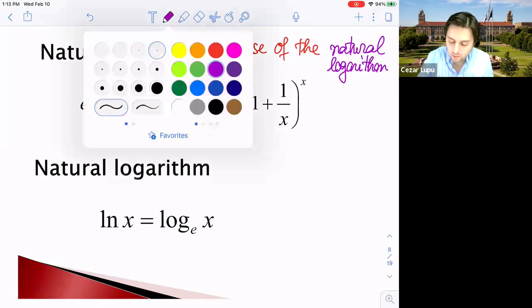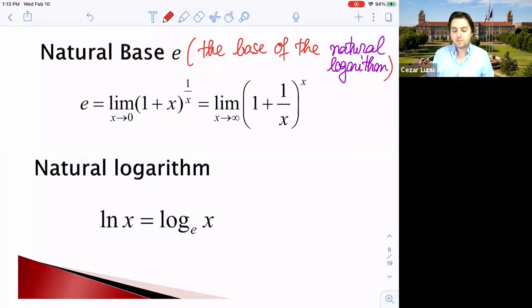So that's what you need to know about this. This is the number e, the base of the natural logarithm. And first, let me refer this to the limit. So e can be expressed as the limit as x approaches 0 of (1 plus x) to the power 1 over x. But it can also be expressed as the limit when x approaches infinity.